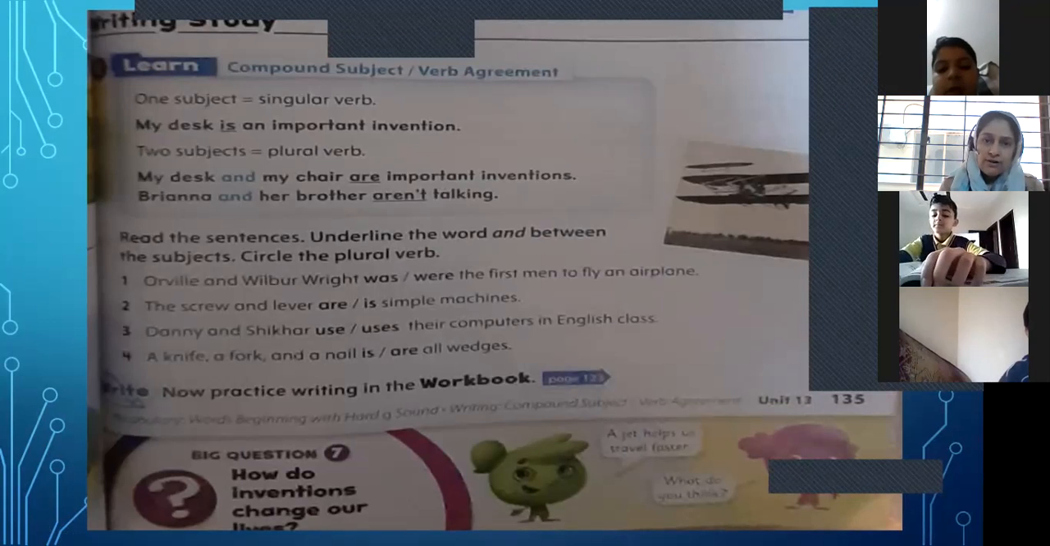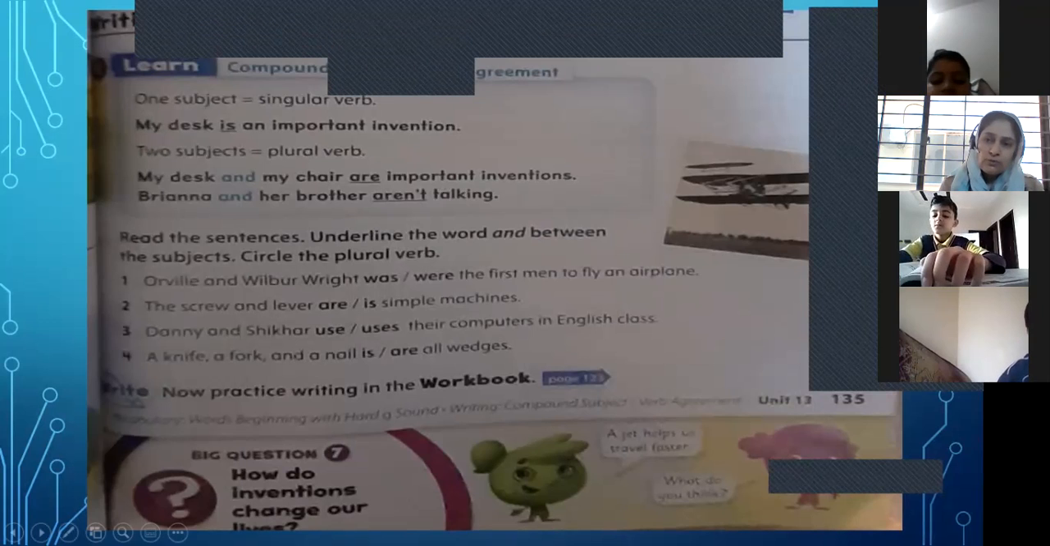Okay. Huzafa, why did you raise hand? It's page number 135 of your student book. Just listen to me, please. Okay.